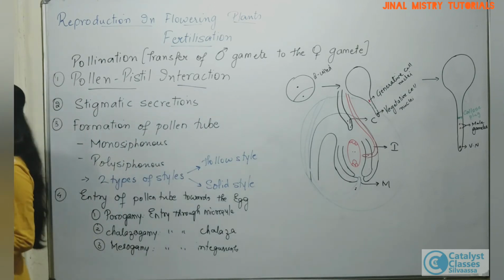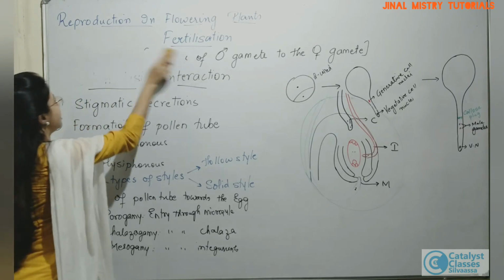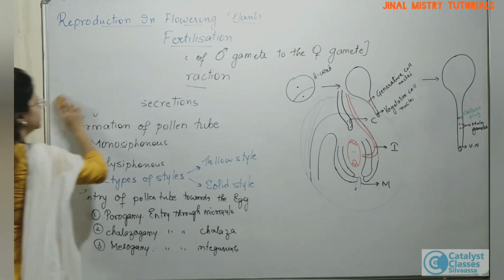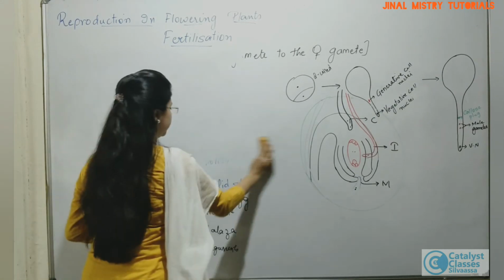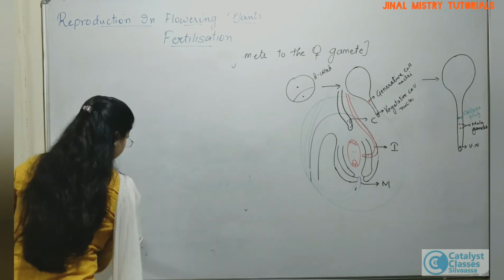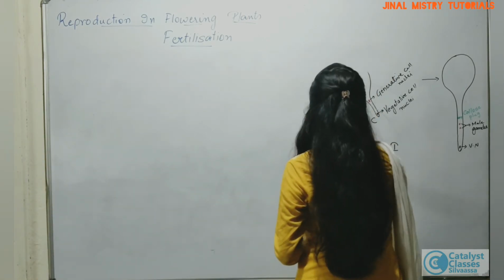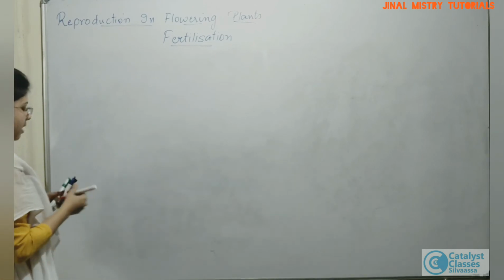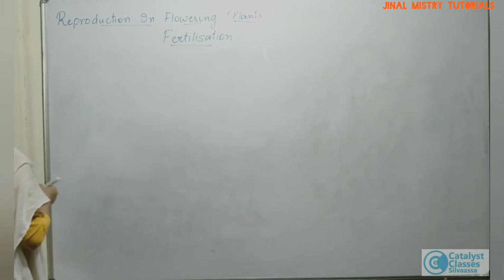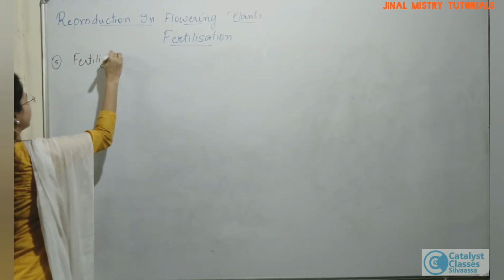The last event now, once the pollen tube has reached up to the female gamete, the next process that is now going to take place is actual fertilization. So now when we talk about the last event, that is the fertilization process.